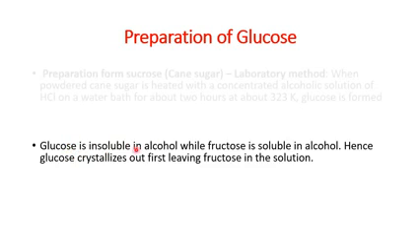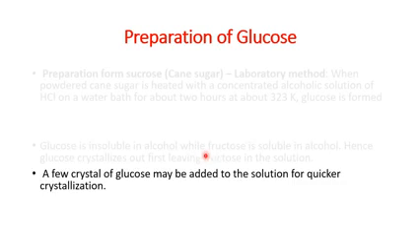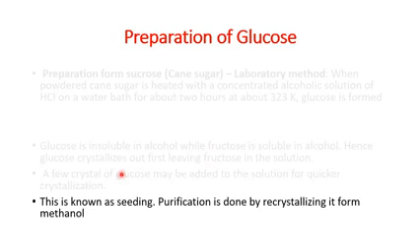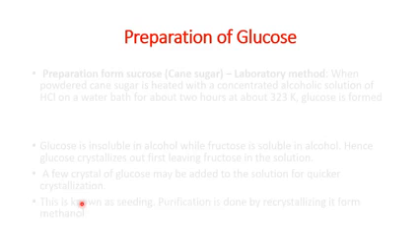Glucose is insoluble in alcohol, while fructose is soluble in alcohol. Hence, glucose can be crystallized first, leaving fructose in the solution, and glucose can be filtered off. For crystallization, a few crystals of glucose are added, which is called seeding. Purification of the prepared glucose is done by recrystallizing in methanol, that is, dissolving in hot methanol and then cooling slowly so that the glucose recrystallizes.